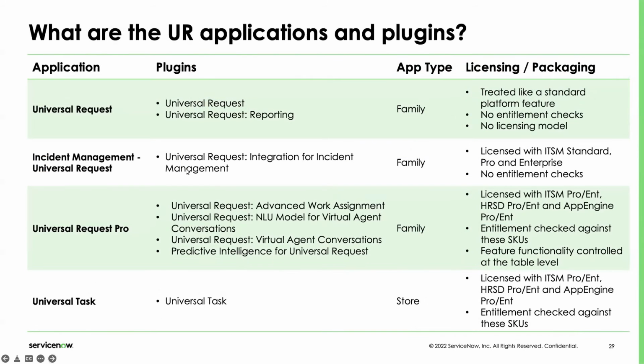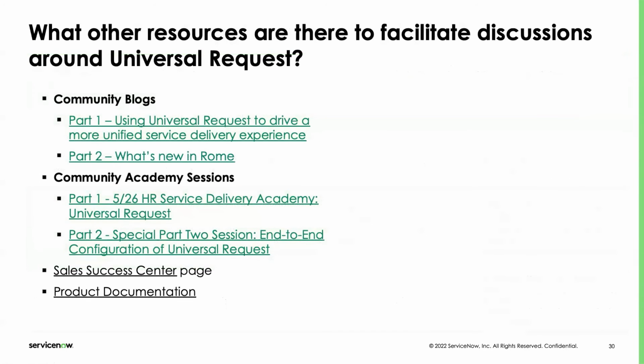Plugins, as I said, we have one core plugin, and then we have the Universal Request Pro plugin, which is for things around virtual agent, AWA, and predictive intelligence. There is a separate plugin for Universal Task. This is a store plugin, and you can get it from the store. If you need the incident management integration for UR, that is also available as a separate plugin called Incident Management Universal Request. As you see, licensing and packaging is pretty much standard. There are no separate purchases that you need to make for this.